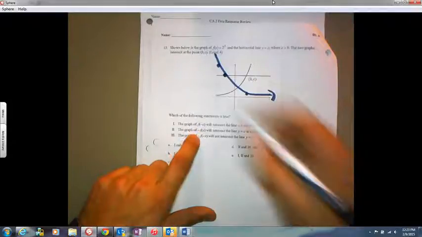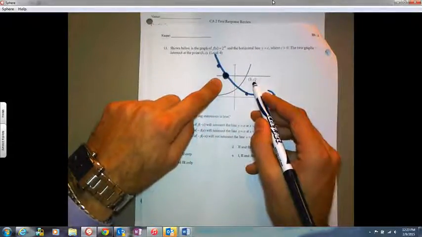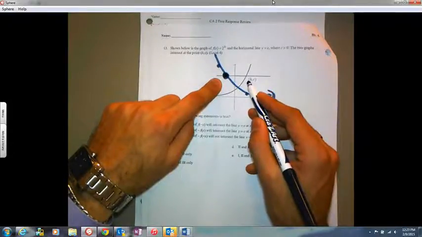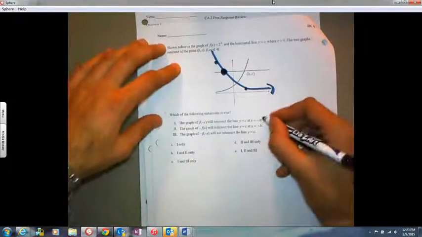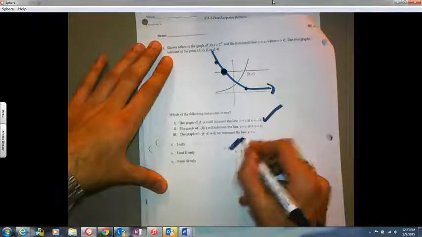So where does that intersect? Right here. What are the coordinates of that point? Well, the y value is obviously still c, and the x value is negative b. So that's good. So scratch off anything that doesn't have number 1. So D is gone.